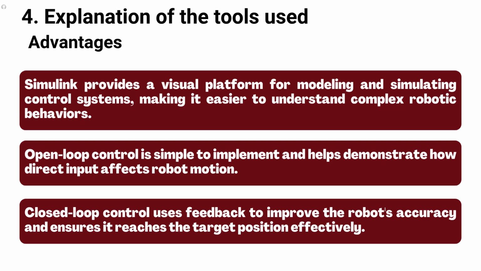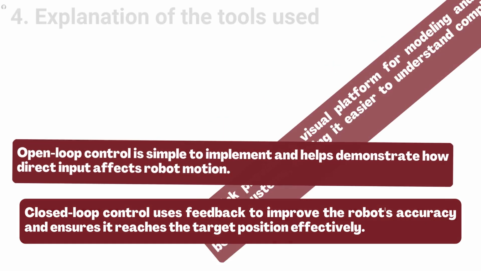Its primary advantage is simplicity, making it suitable for demonstrating direct input-output relationships. In contrast, the closed-loop control system includes feedback from the robot's current position to adjust movement toward the target pose. This method improves accuracy and reliability by continuously correcting trajectory errors.